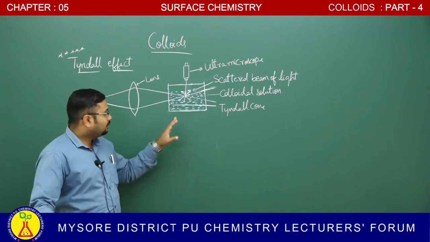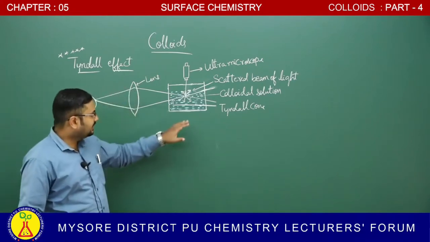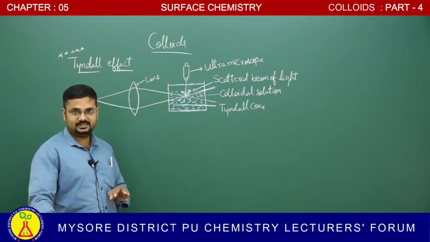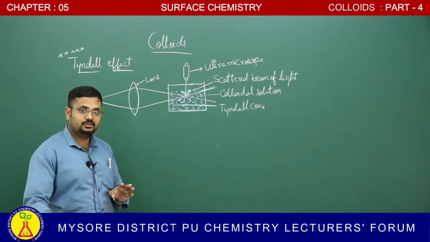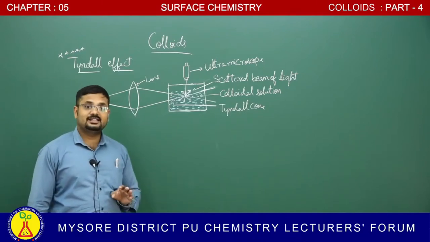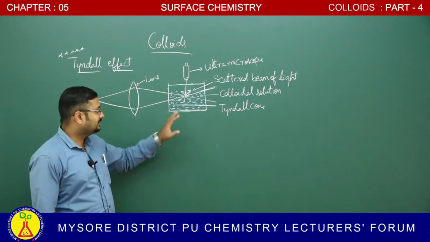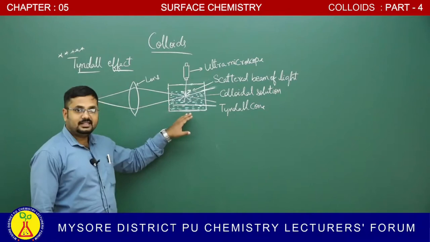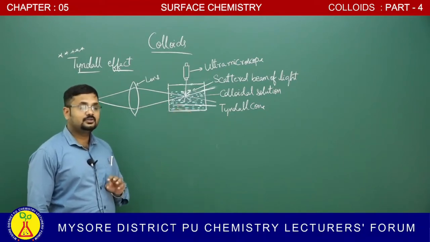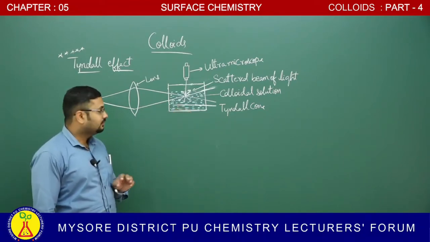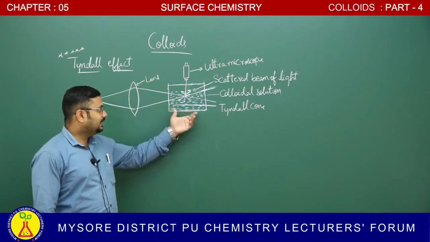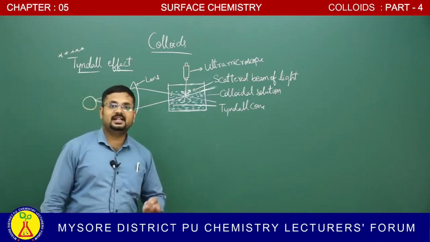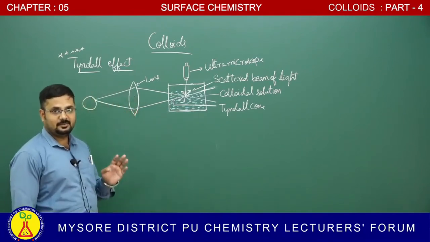But now I take a colloidal solution. If I take colloidal solution, the size of the particle is more than enough to scatter the light, whereas when I take true solution the size is not enough to scatter the light. The size is very much smaller compared to the size of the colloidal solution particles. Therefore, the size of the particles in colloidal solution is more than enough to scatter the light. So now I need to observe how the scattering of light takes place.